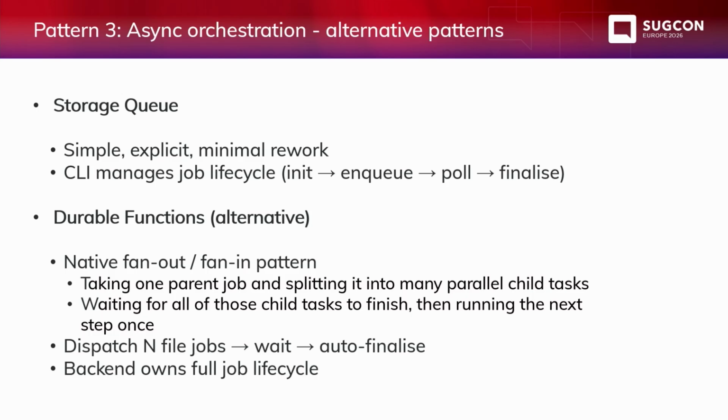So fan out essentially takes one parent job, splits it into parallel child tasks, and then the fan in pattern will wait for all of those tasks to finish and then run the next step once afterwards, which fits very neatly onto the type of work we're doing here. So yeah, dispatching N file jobs, waiting for everything to finish, and then auto finalize. That would take some of that job lifecycle responsibility away from the CLI, and the CLI becomes even simpler. So I'll probably implement that at some point, but for the purpose, the storage queues are also working fine.